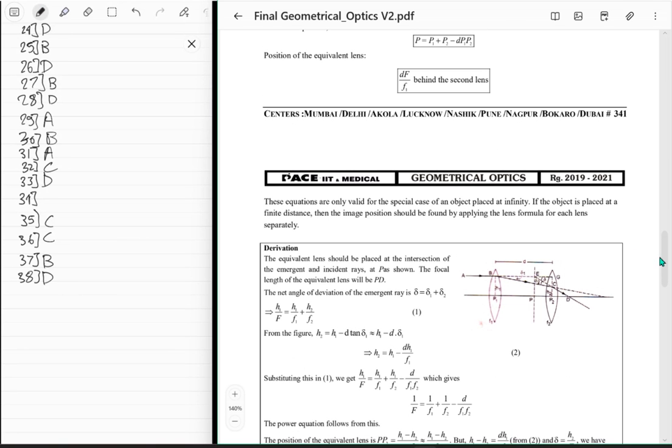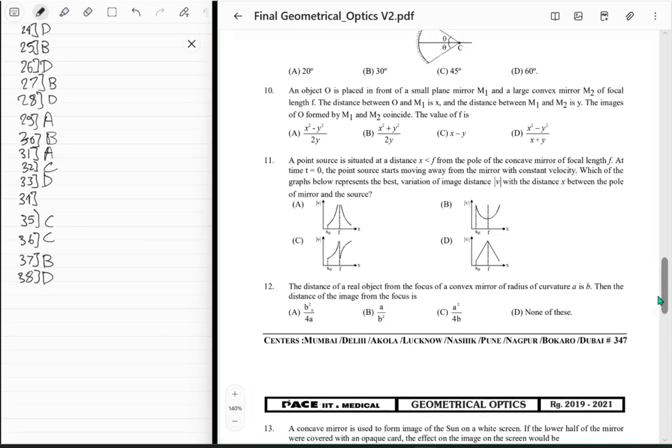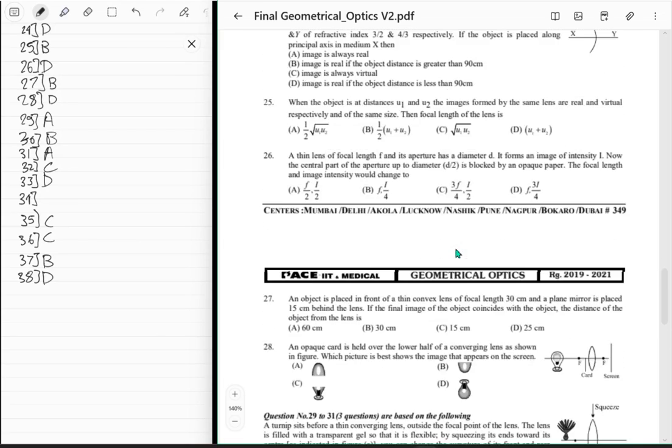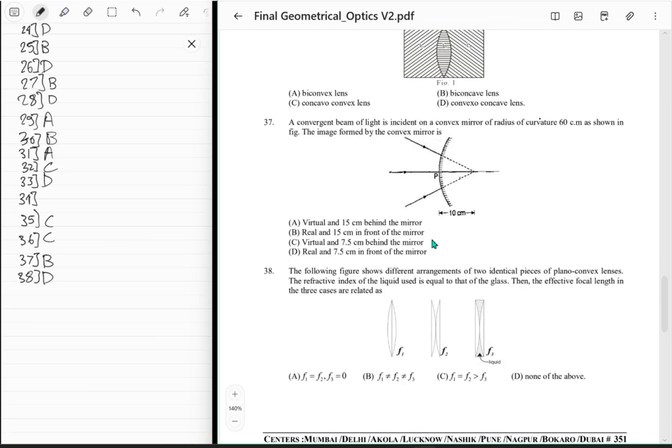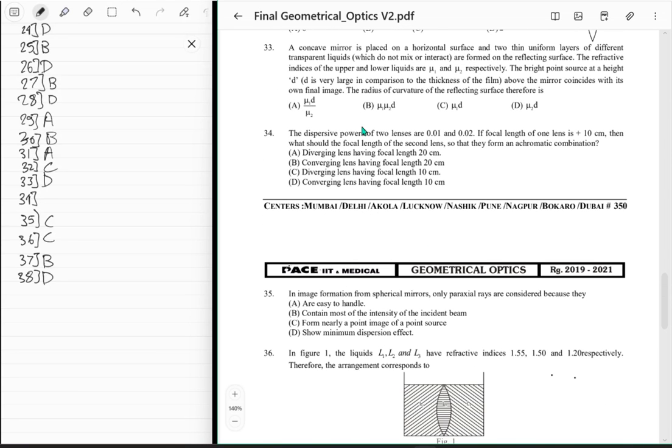Okay, so now we can solve the 34th question. Right, so dispersive powers are given, and then the focal length of one lens is given. Once again, do the same thing. What is the total dispersive power upon the focal length? So W total upon the total focal length, which is pretty much just like power 1 plus power 2. That's equal to power 1 times the dispersive power of the first one, W1, and then you've got P2 omega 2.